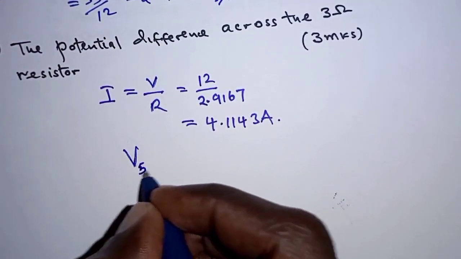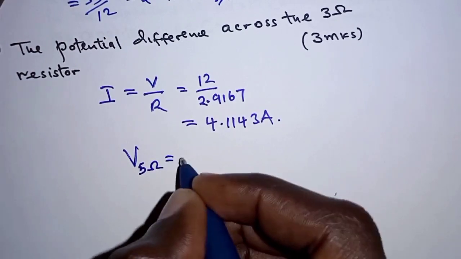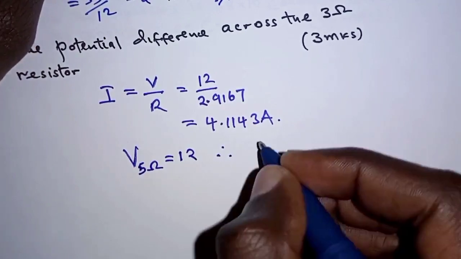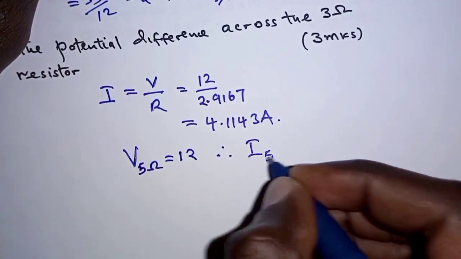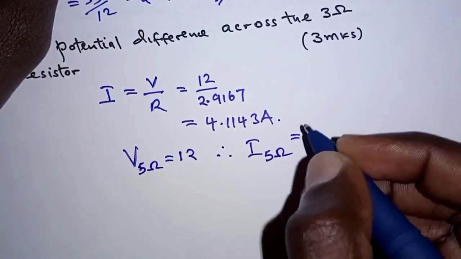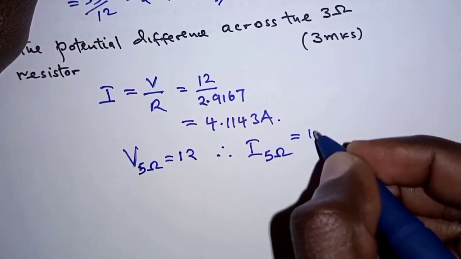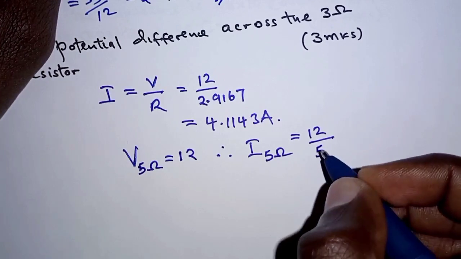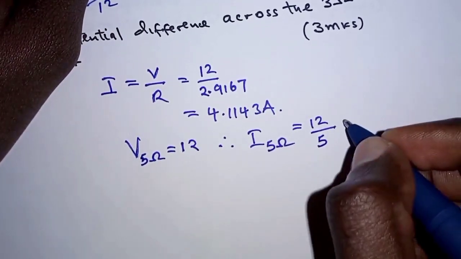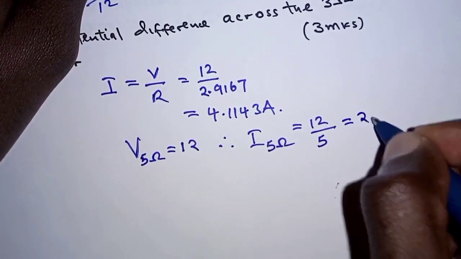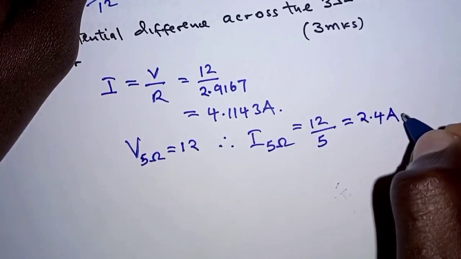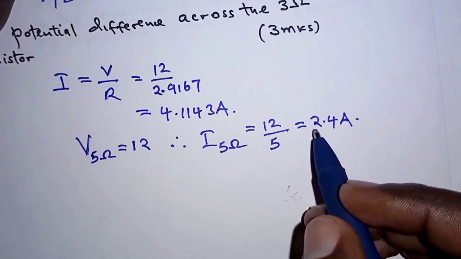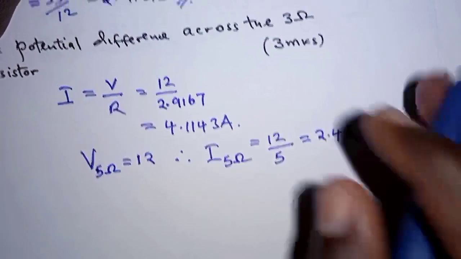And just as we had seen, the voltage across 5 ohm resistor is 12 volts. And therefore, current through the 5 ohm resistor is calculated as the voltage 12 volts over the resistance 5 ohms. And this should give us 2.4 amps. Now this should help us determine the current through the 3 ohm resistor and 4 ohm resistor.